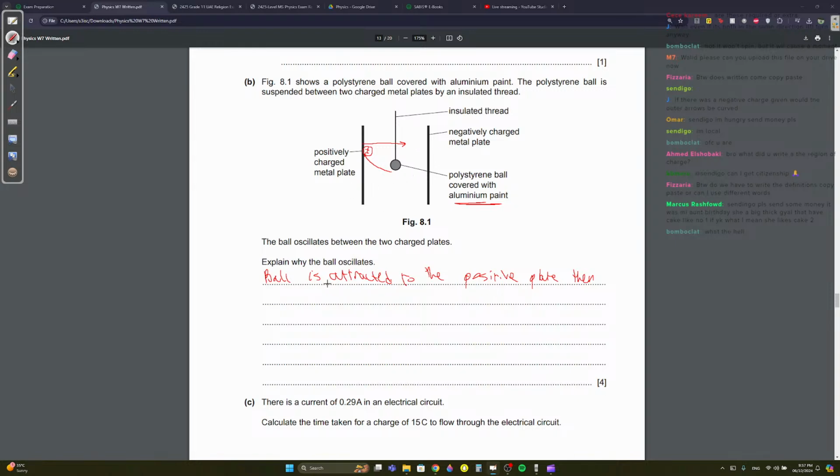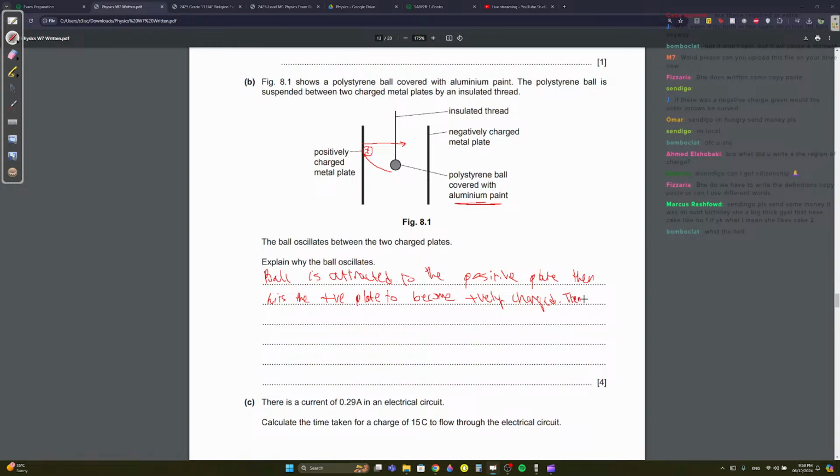Ball's attracted to the positive plate, then hits the positive plate to become positively charged.